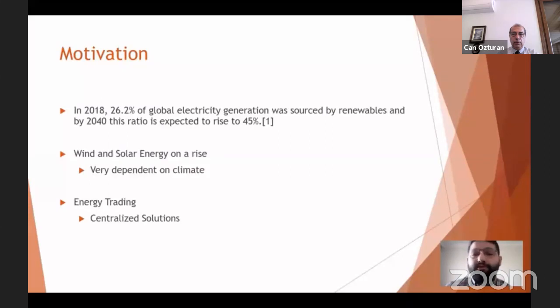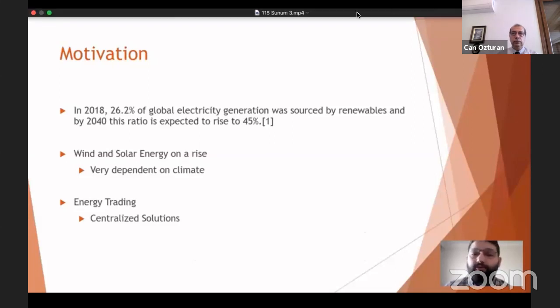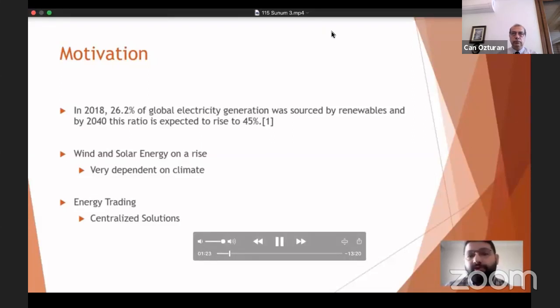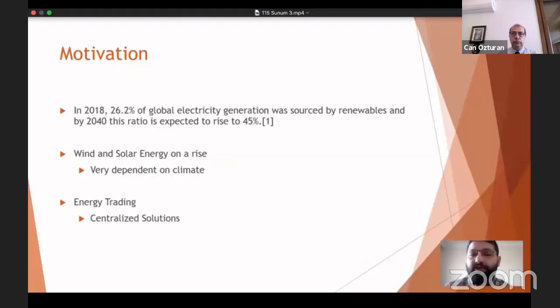By 2040, this number is expected to rise to 45%. Most of the production from these renewable energy sources are wind and solar energies, and they are still on the rise. And they are very dependent on climate, so they can change from morning to evening. So a good solution to securely and effectively use these renewable energies is trading them.